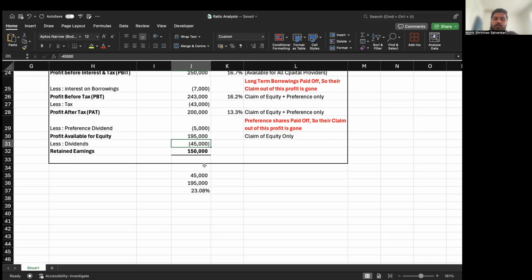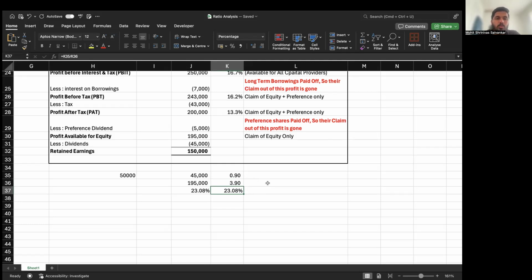Formula. Here we took it as the whole P&L number. If we divide both numbers by the number of shares, we can do it per share as well. Let's say this company has a total of 50,000 shares. If we divide this by 50,000, what we get is dividend per share. If we divide this by 50,000, what we get is earnings per share. And if we take the ratio, the percentage remains the same, 23%. So the formula is dividend per share divided by earnings per share into 100.